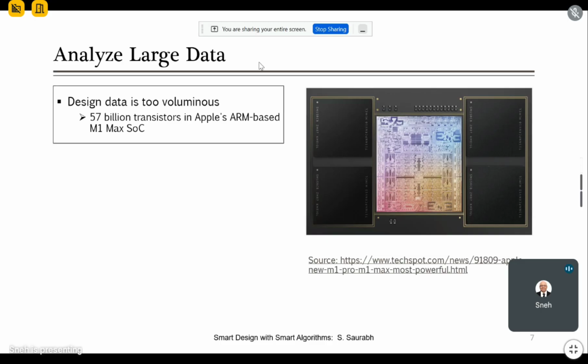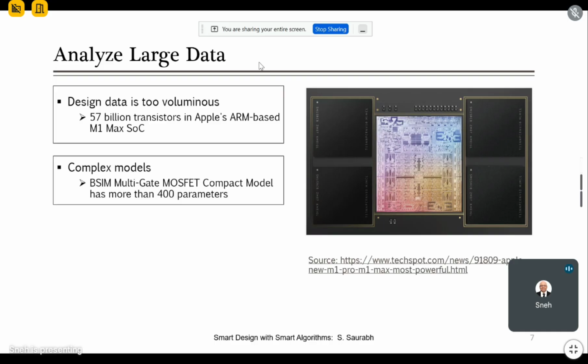So the basic idea is that the volume of data that needs to be handled in VLSI design is too high, right? If we look at the models of the transistors, each individual transistor, and do the simulation of those, for simulation we use various kinds of models like the PC model and so on. The model itself contains 400 parameters. Now you can think of 400 parameters, 57 billion things, how big the data is.